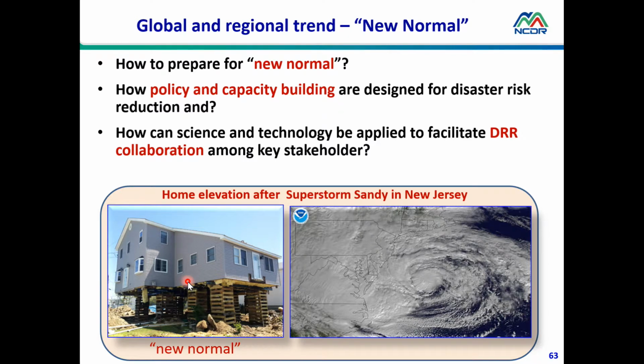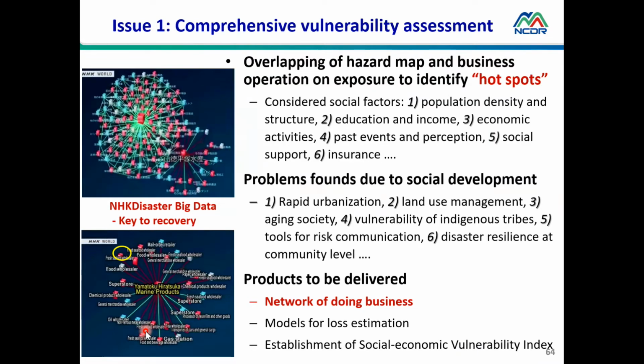This is a picture in the United States. After Hurricane Sandy, they have to elevate their houses to a certain elevation to accommodate the new normal of flooding. One thing I have to propose here is that we have to emphasize business operation. Traditionally, we focus on inconvenience to people's daily life, such as interruption of transportation and public services. But right now, we should consider the impact on business.